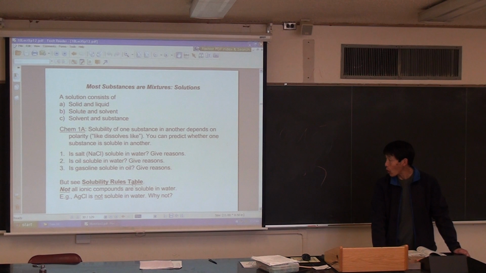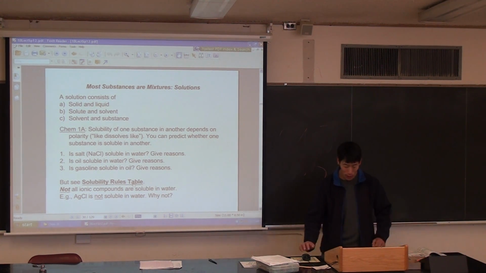There are some exceptions, though. Silver chloride, mercury chloride, and lead chloride are insoluble in water. So those are ionic compounds. Ionic compounds are polar. So it turns out that not all ionic compounds are soluble in water. So why is it? Okay, so let's go to the next slide.